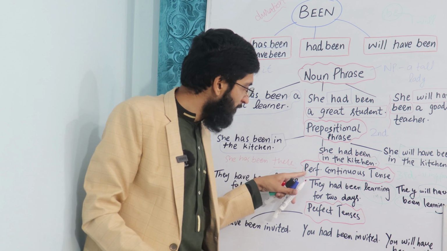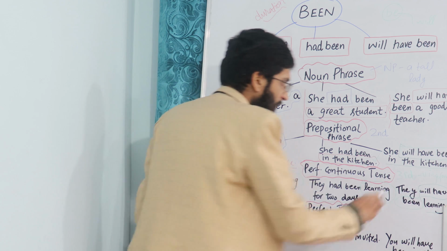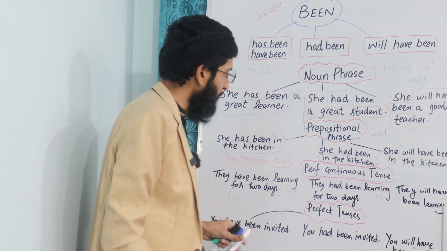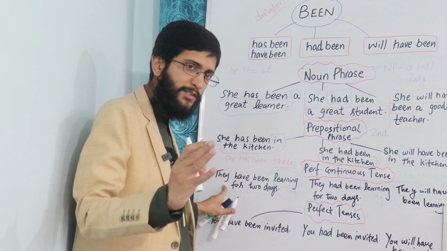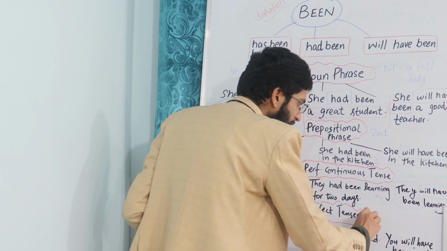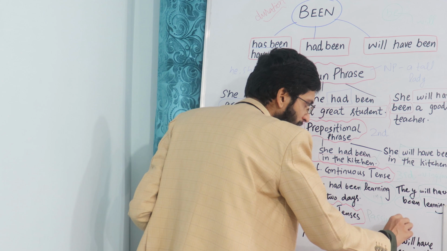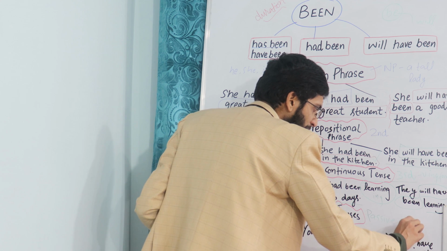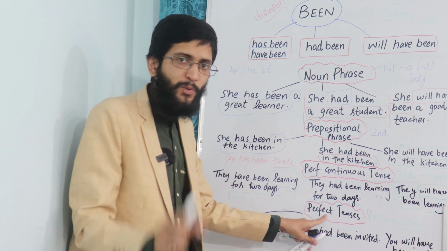And the third structure is the ing form. This is the third structure, ing form, like it is perfect continuous tense. The fourth is passive structure. It is the passive structure of perfect tenses, passive voice. You might have heard passive voice. This is passive voice of perfect tenses.